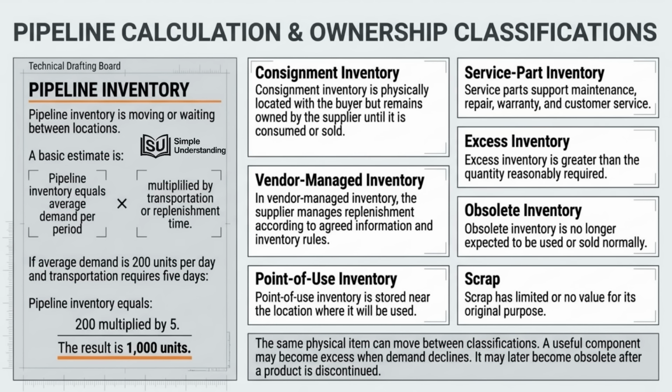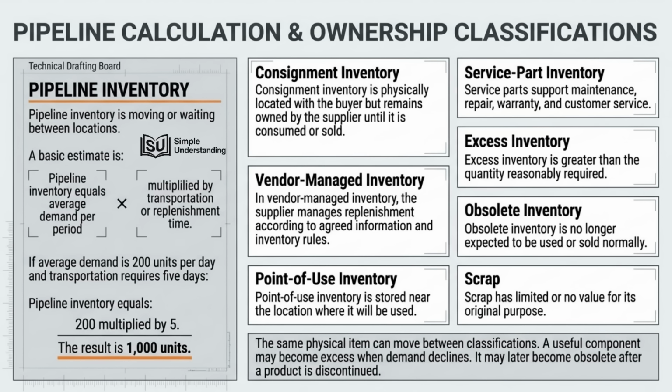Consignment inventory. Consignment inventory is physically located with the buyer, but remains owned by the supplier until it is consumed or sold. Vendor-managed inventory. In vendor-managed inventory, the supplier manages replenishment according to agreed information and inventory rules. Point-of-use inventory. Point-of-use inventory is stored near the location where it will be used. Service part inventory. Service parts support maintenance, repair, warranty, and customer service.